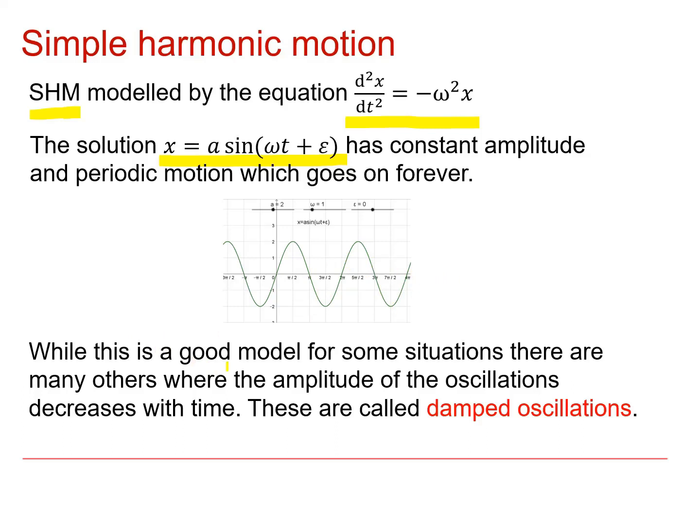While this is a good model for some situations, there are many others where the amplitude of the oscillations decreases with time. Think of a pendulum slowly swinging and gradually the oscillations will dampen down, or indeed a mass hanging on the end of a spring. Eventually the amplitude of the oscillations will decrease over time. Those types of oscillations are called damped oscillations.